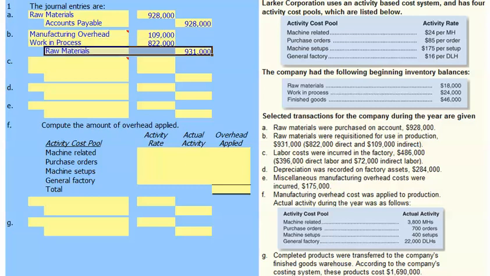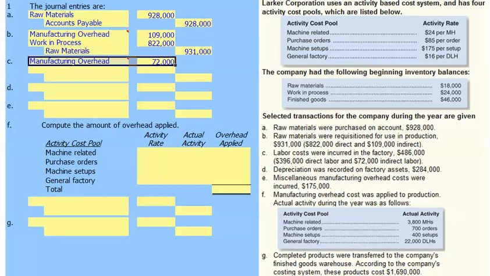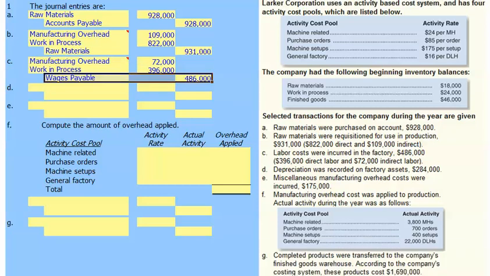In letter C, we're told that labor costs incurred at the factory were $486,000. $396,000 were direct labor, which go directly to work in process, and $72,000 were indirect labor, which get charged to manufacturing overhead. So the $72,000 gets debited to manufacturing overhead, and the direct labor of $396,000 gets debited to work in process, and we'll credit salaries or wages payable for $486,000.